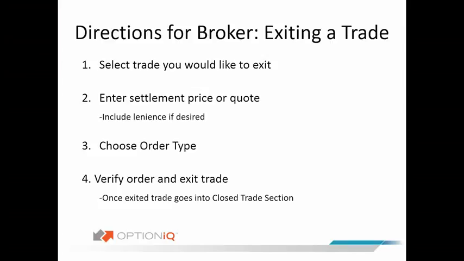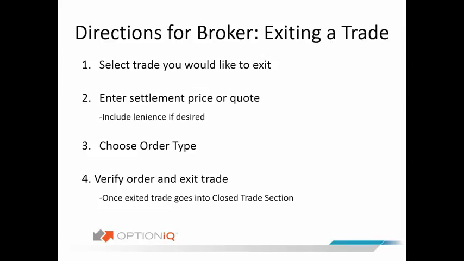And number three, we're going to choose the type of order. When I'm getting out of a trade, I have the ability to get out of the entire trade, which is like the package where it closes everything at the same time, or I also have the opportunity of legging out, which is where I get out of just part of the trade and the rest of the trade stays live and active in the market. Then the next thing I'm going to show you is how to verify the order and exit the trade. Once we exit it, it's going to live in a section that we call closed trades.